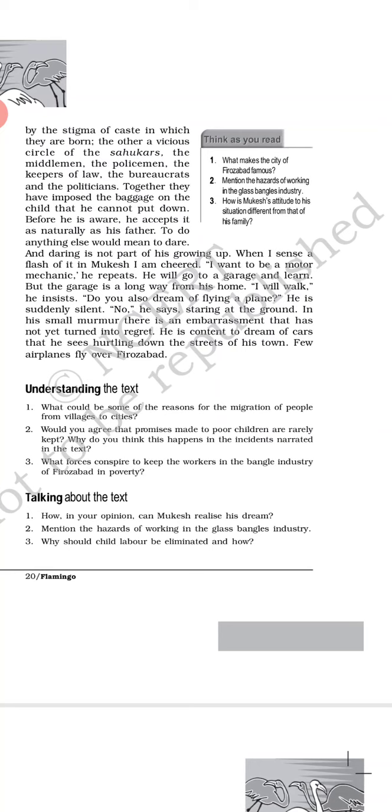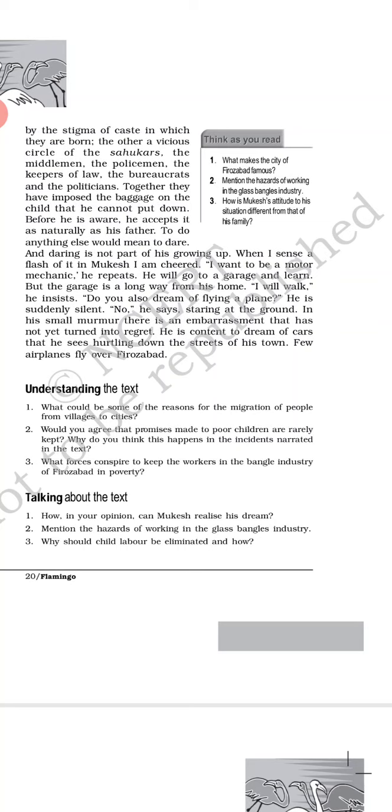To do anything else would mean to dare, to challenge the higher class of society and go against them. Daring is not a part of his growing up, and he doesn't dare. He doesn't have the courage to challenge the higher class of the society.